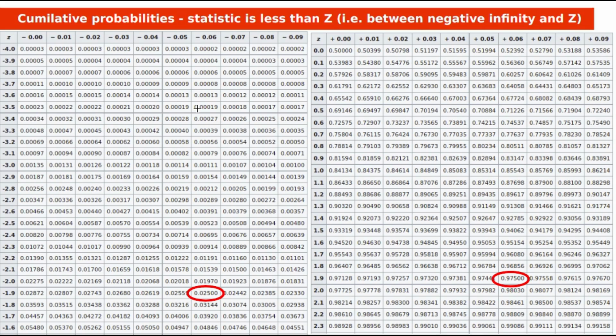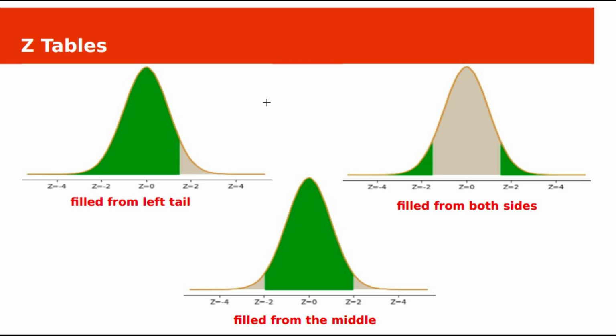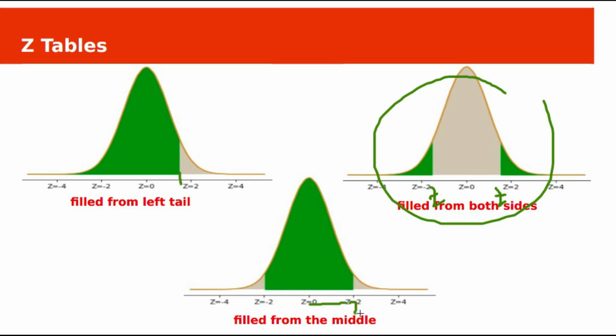This is the Z table. Z tables commonly come in three ways. Some tables have values filled from the left tail up to the specified Z value, like this. Some tables might have values filled from both tails up to the specified Z value, like this. Some tables might be filled from the middle, from 0 up to the specified Z value.